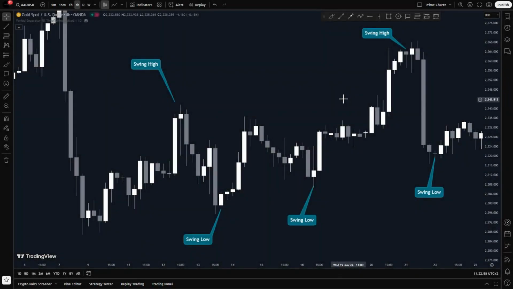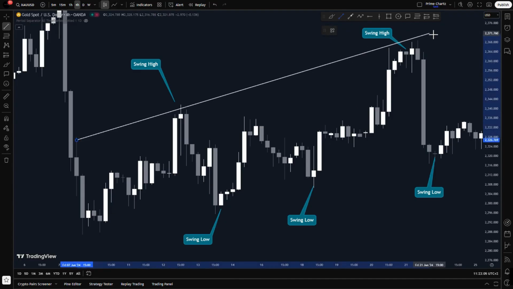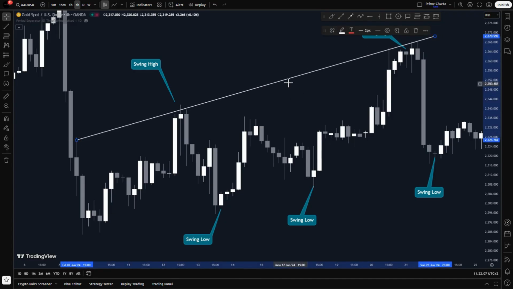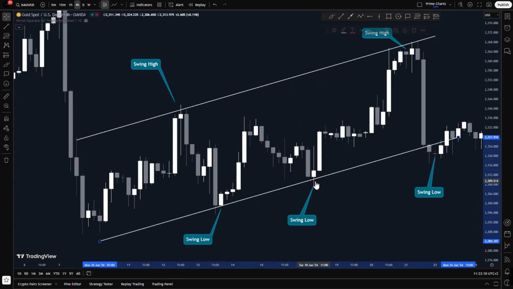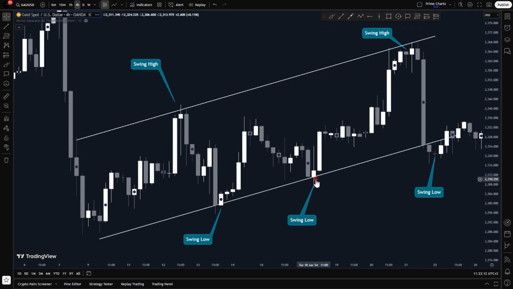All right, now let's flip the script and take a look at an uptrend. Just like before, we've got our swing highs forming at the top of each push, and our swing lows down at the bottom of each pullback. Remember, in an uptrend, price is making higher highs and higher lows, classic bullish structure. So what do we do? We draw a trend line connecting the swing highs, and another one at the bottom to connect the swing lows.